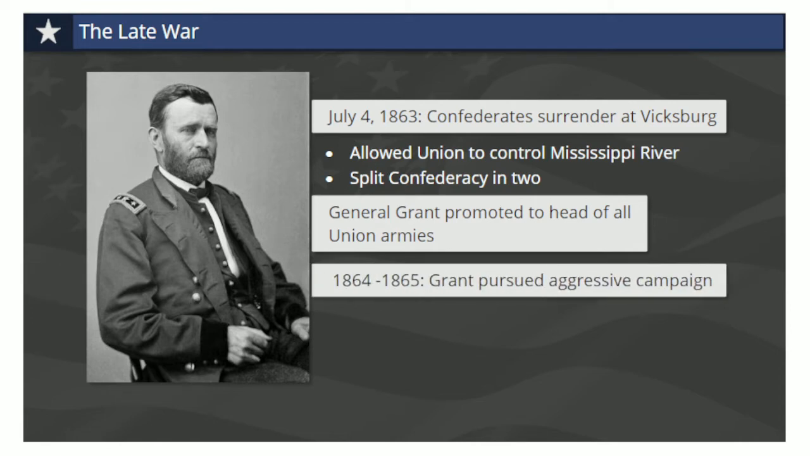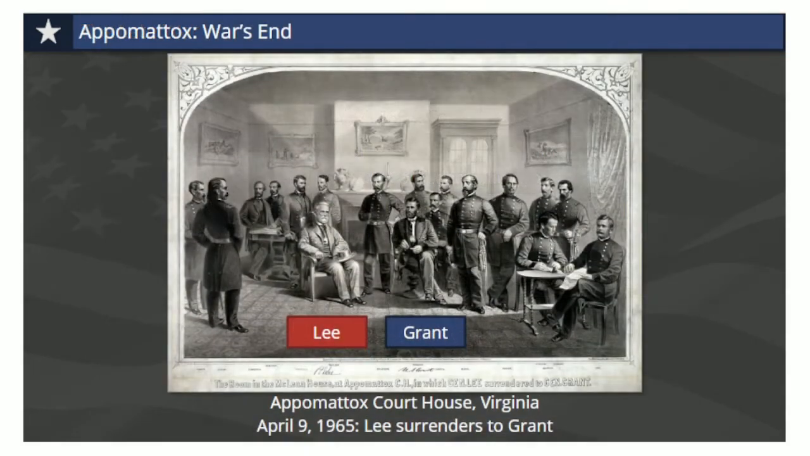In 1864 and 1865, Grant pursued an aggressive campaign in the East that weakened Lee and his army and made Union victory all but inevitable. Grant's hard-hitting strategy worked. On April 9, 1865, General Lee and his Confederates became weakened and trapped with no clear way to keep fighting. At the small Virginia town of Appomattox Courthouse, Lee surrendered to Grant, effectively ending the war.